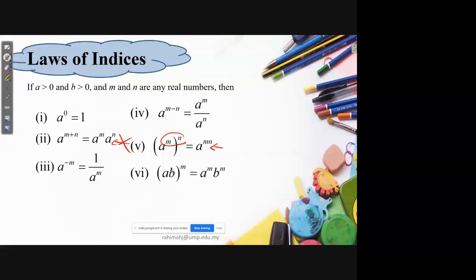Also, A times B in brackets, to the power N, is equal to A to the power N times B to the power N. So we just want to recall all this. Normally we use these laws of indices to simplify our final answer, in order to proceed to the next process of solving ordinary differential equations. We need to simplify our equation, so you have to know this.